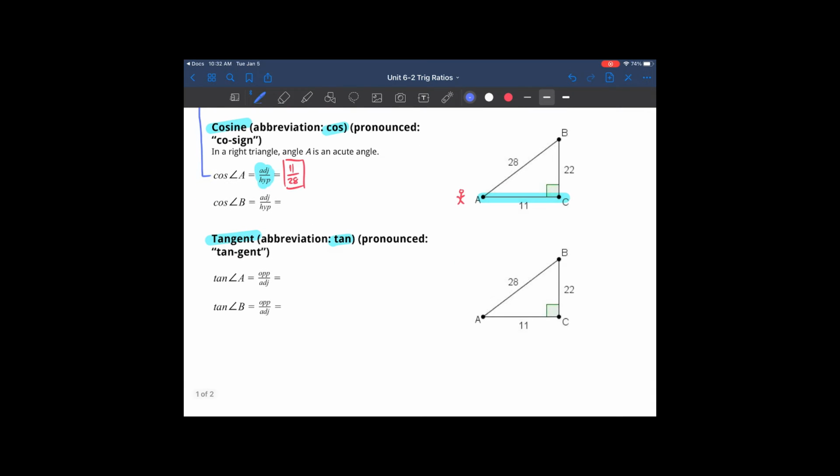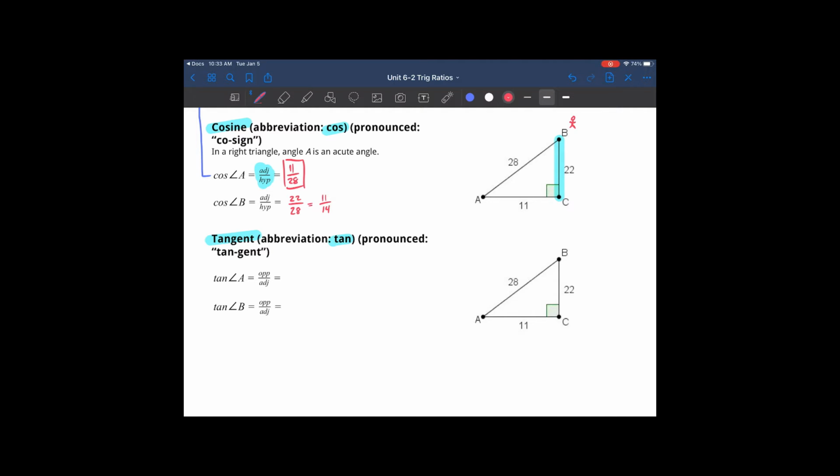There's a pattern there. The cosine of angle B, now let's get rid of my figure, and let's also get rid of my highlight portion here. If now I'm referencing angle B, then the adjacent side to angle B will be the side that touches angle B, but it's not the hypotenuse. That's this side now. So the adjacent is 22 over the hypotenuse is 28. That does reduce to 11 over 14.